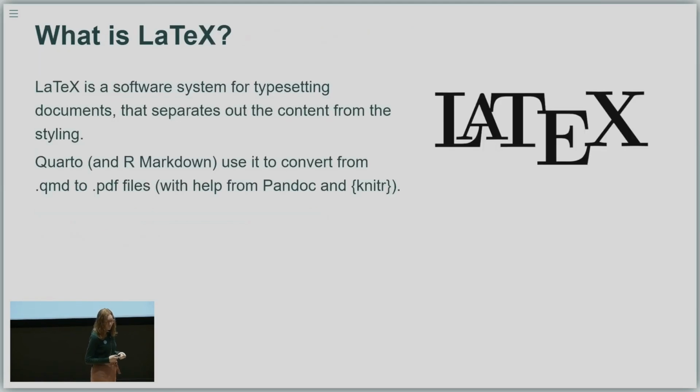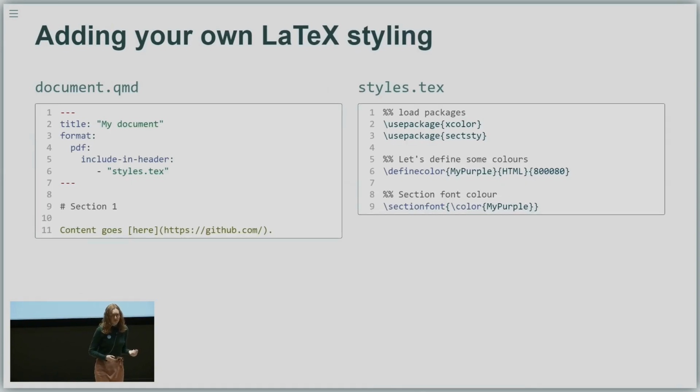And so what you typically have to do is go and write some LaTeX code. LaTeX is essentially a typesetting system for documents that tries to separate out the content from the styling. And basically Quarto and R Markdown use LaTeX to convert from Quarto to PDF. So if you've never heard of LaTeX before and you don't think you're using it, but you're making PDFs in Quarto, you have been using it.